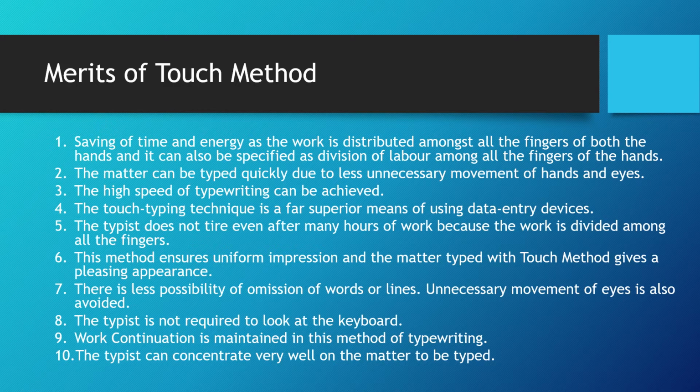Automatically he will not be tired, and work is divided among all the fingers, so all fingers will be in the working stage. This method ensures uniform impression, and matter typed with the touch method gives a pleasing appearance. And there is less possibility of omission of words. It means a line mismatch or line missing will be very rare due to the concentration level, because unnecessary movement is not allowed. The typist is not required to look at the keyboard. Work continuation is maintained in this method, and the typist can concentrate very well on the matter to be typed.